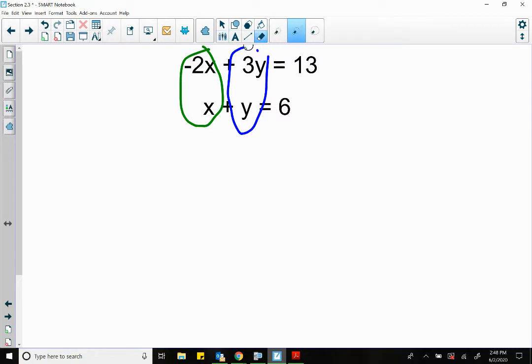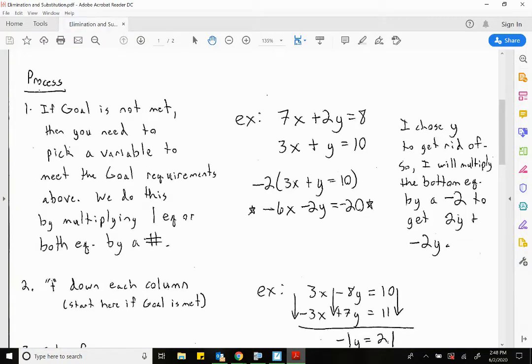Most of the time, most of you in class like to pick on the x. You like to get rid of the x. Okay? You like to get rid of your x's. I don't blame you. Okay? But know that you can also get rid of your y's too. All right? So step 1 says when the goal is not met, we pick a variable. And what you're going to do is multiply one of the equations or both of the equations by a number, because you're going to make it so that they both end up having the same value, 1 positive, 1 negative.